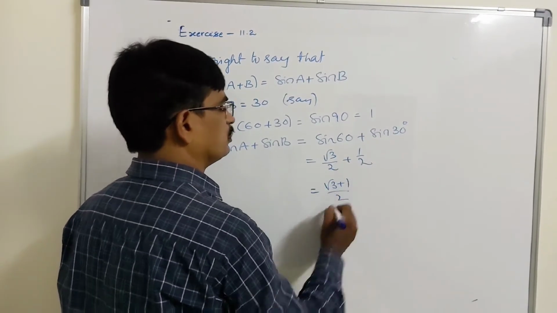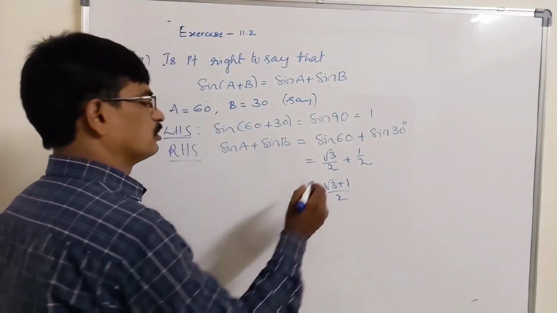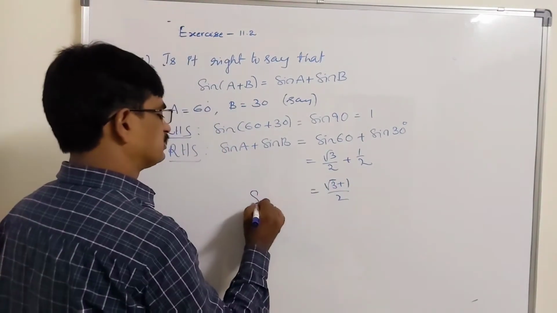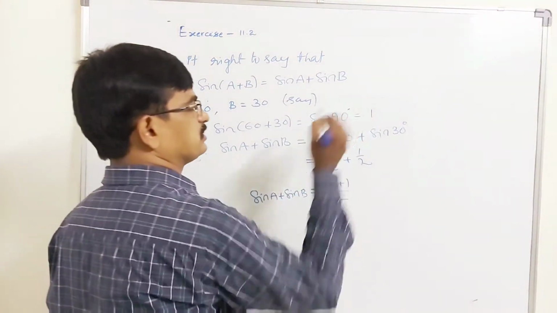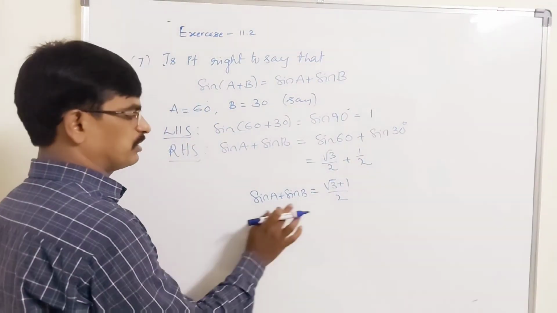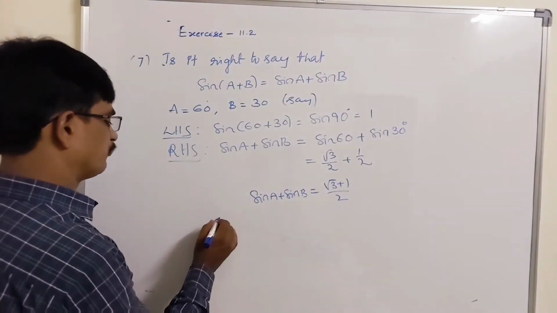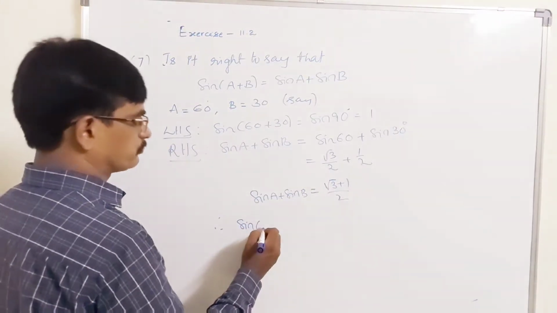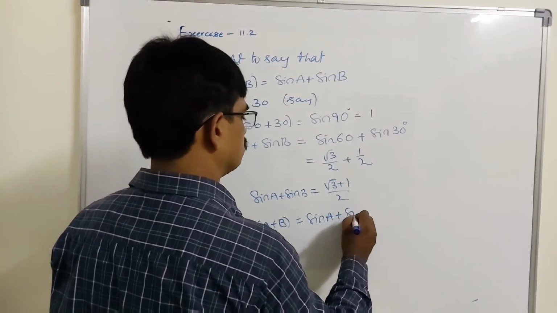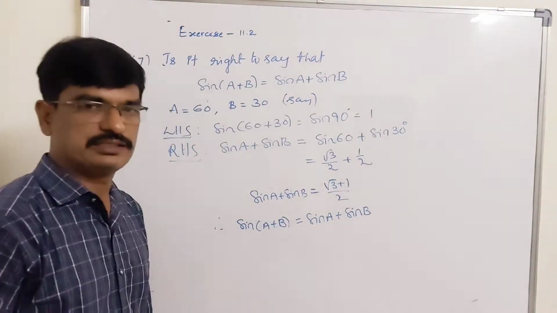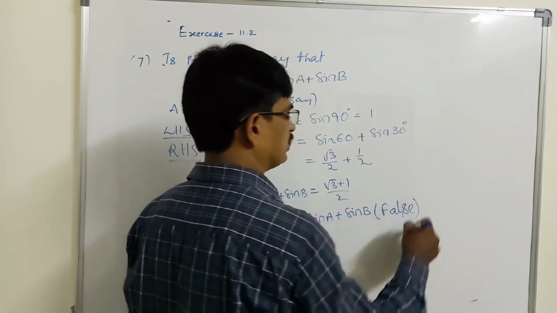We cannot add root 3 and 1 because root 3 is the irrational part and 1 is the rational part. So root 3 plus 1 by 2 is sin A plus sin B, where sin 90 degrees is equal to 1, the rational part, and sin A plus sin B is the irrational part. So rational and irrational parts can never be equal. Therefore, sin of A plus B is equal to sin A plus sin B can never be true, or you can write it as false.